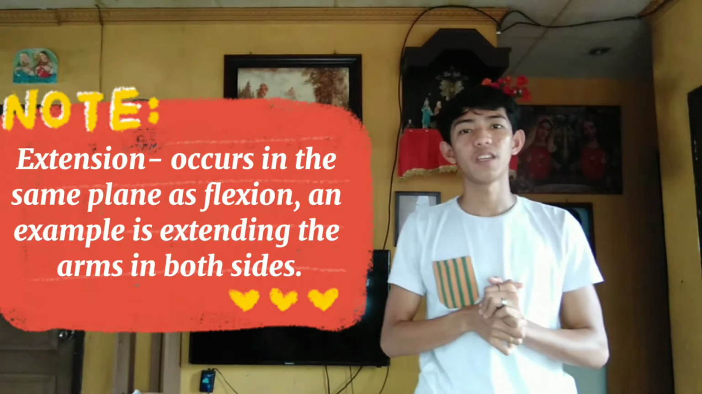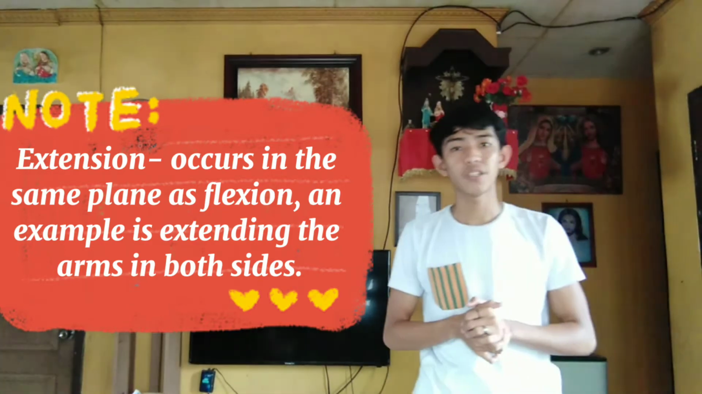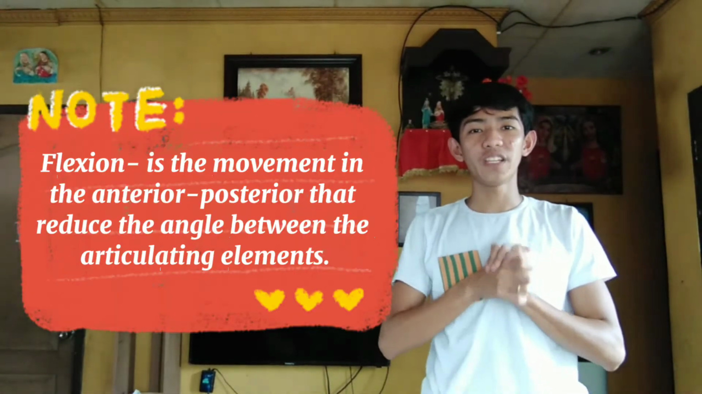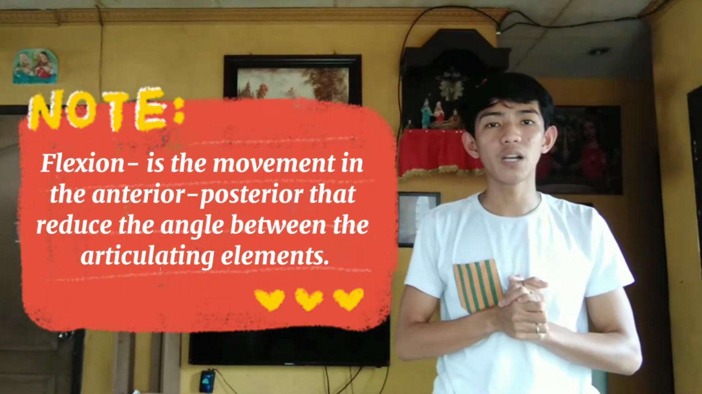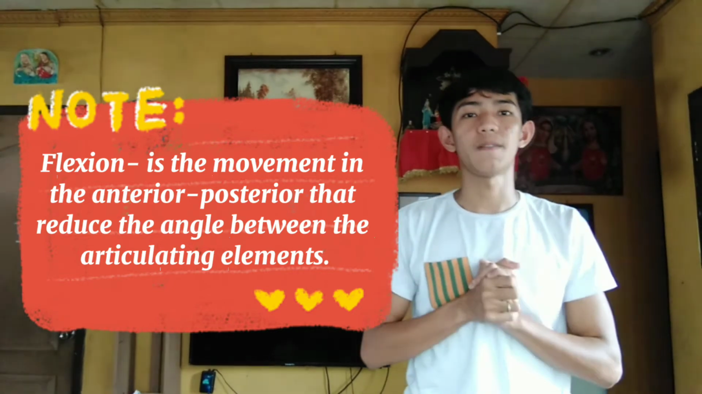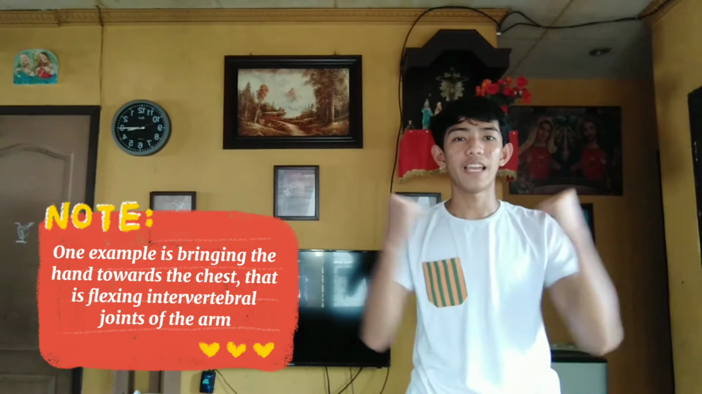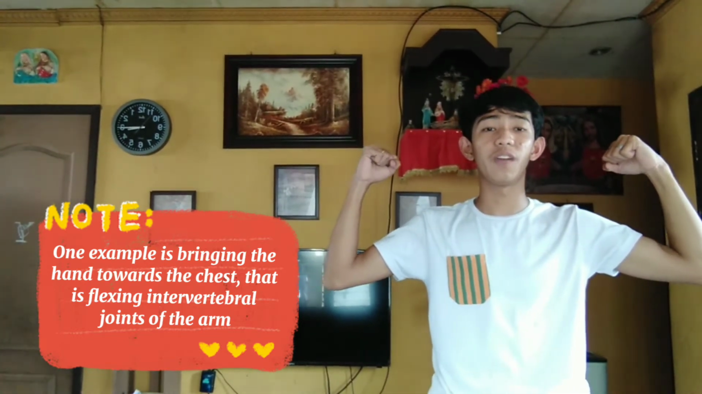Number 8, extension. Extension occurs in the same plane as flexion. An example is extending the arm to both sides, like this. Number 9, flexion is the movement in the anterior-posterior plane that reduces the angle between the articulating elements. One example is bringing the hand towards the chest, or like this. That is flexing the joints of the arm.